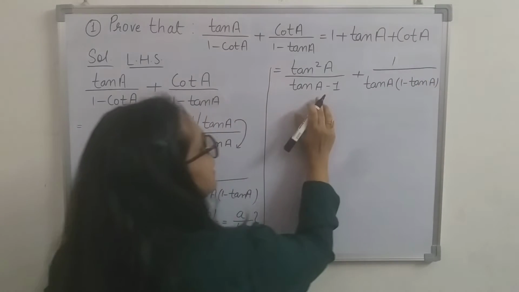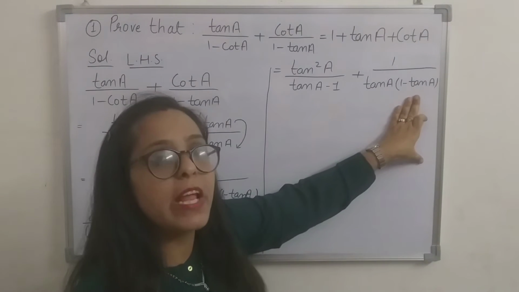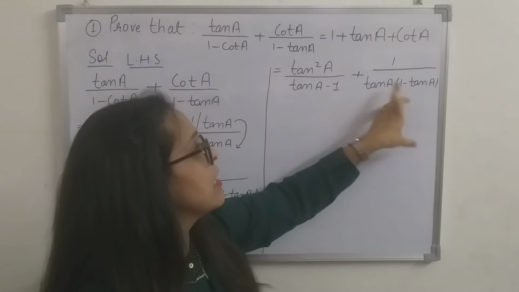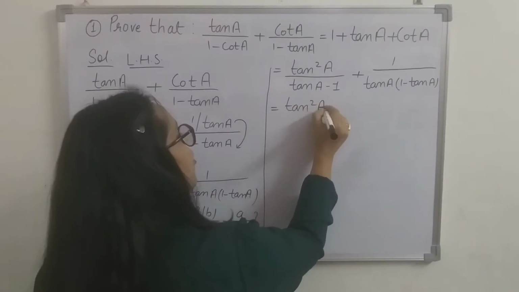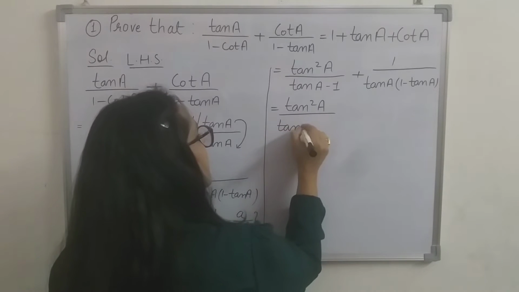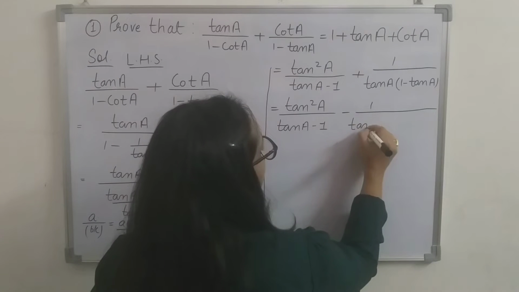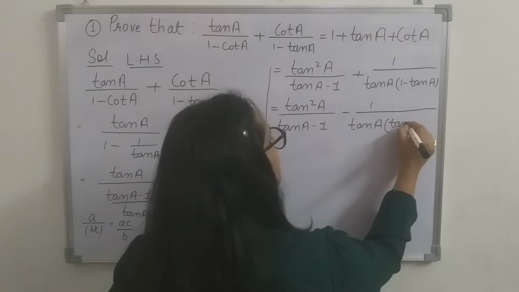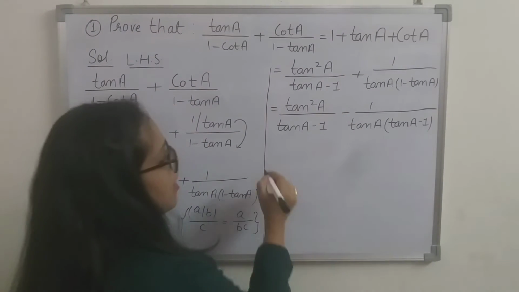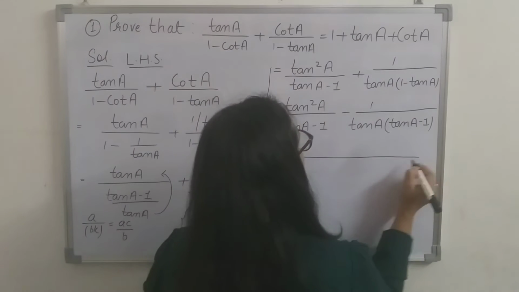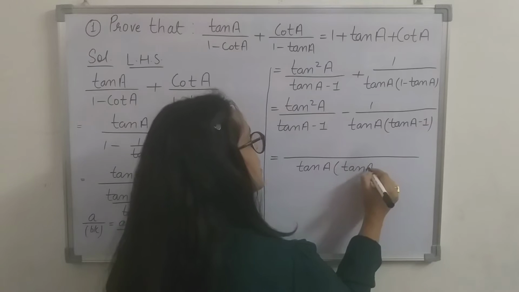Now see, here tan A minus 1, here 1 minus tan A. If we take minus common from here, this will also become tan A minus 1. And this common minus I will put over here. So I will write it like this: tan square A upon tan A minus 1 minus 1 upon tan A, and this will also become tan A minus 1. By taking minus common, and common minus I have put over here. Now it is very easy to take the LCM. Now LCM will be what? It will be tan A and in bracket tan A minus 1.